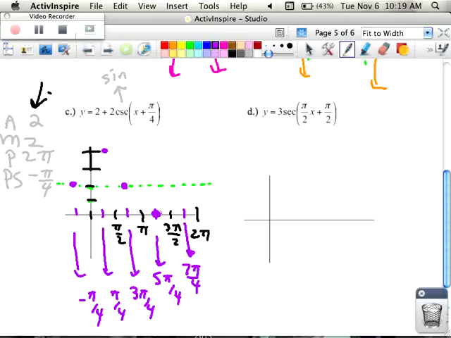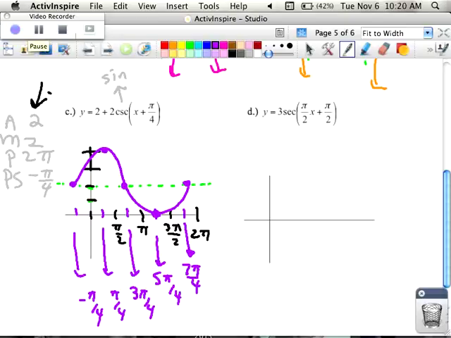And then it goes back up to the midline. And this would be my sine graph that includes my midline at 2, an amplitude of 2, and a phase shift of pi over 4 to the left, or in other words, negative pi over 4.